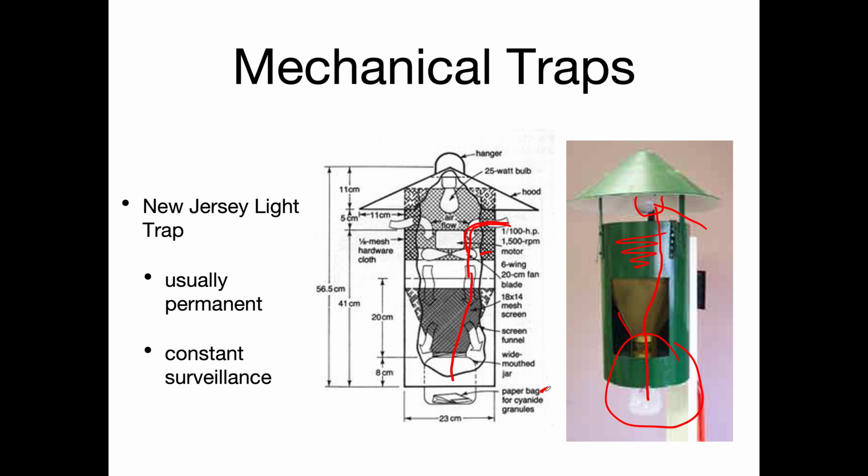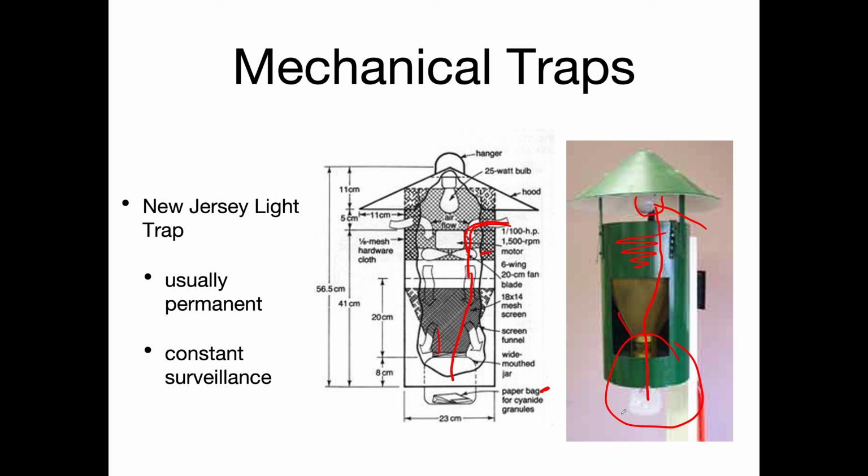Sometimes they'll put a paper bag with cyanide granules in the bottom of it, and the cyanide will kill the mosquitoes so that the mosquitoes don't try to fly back up out of the trap. And then the bottom of the container after 24 hours will have the mosquitoes in it.